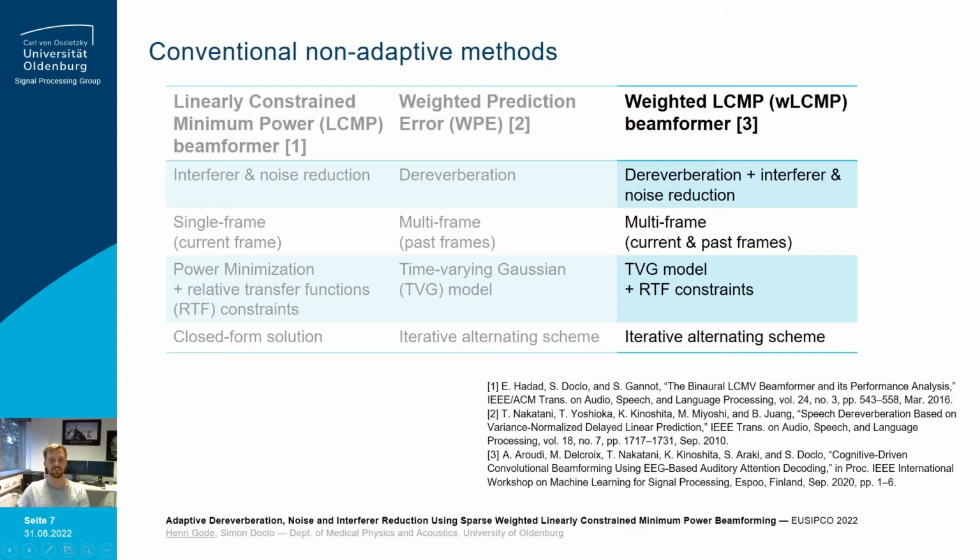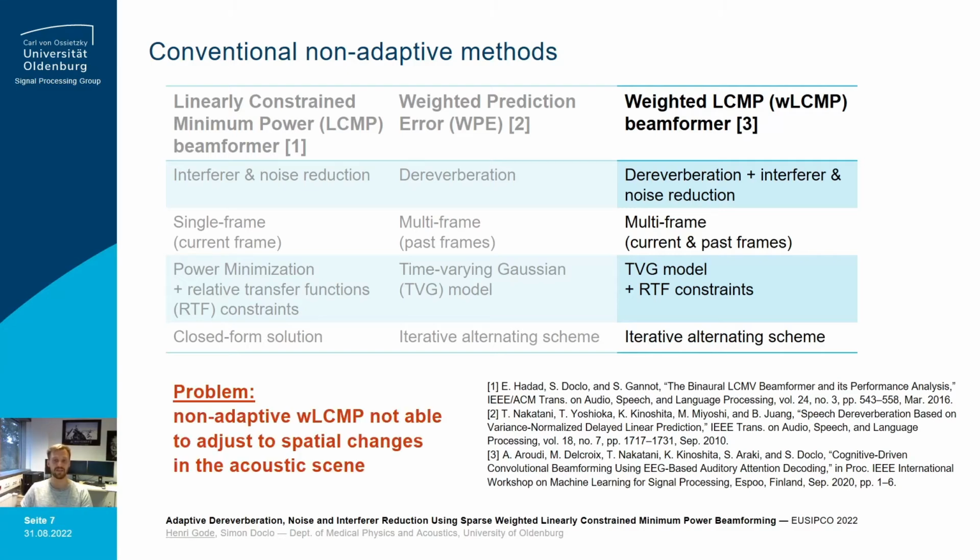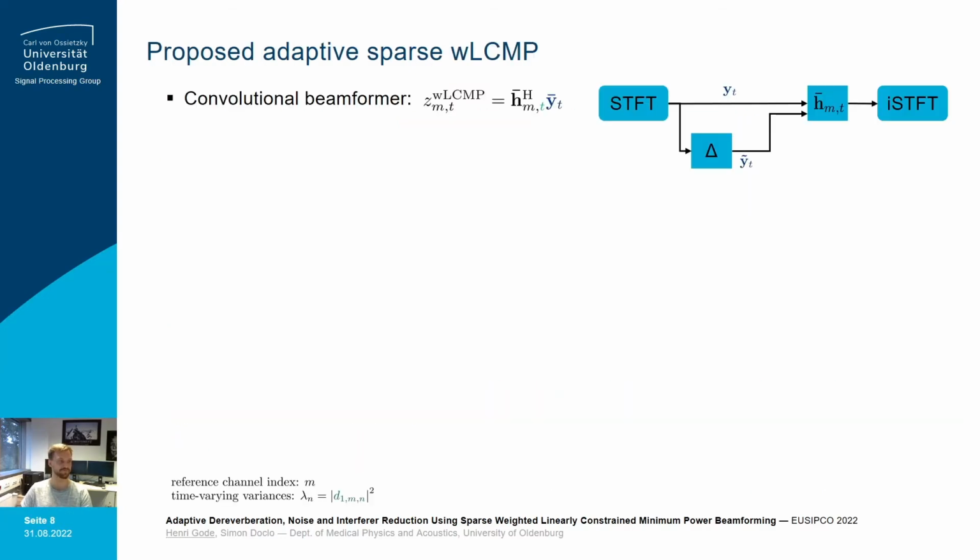So for now we have seen the non-adaptive wl.CMP beamformer, which is nice because it handles dereverberation, noise and interference reduction jointly, in contrast to the LCMP beamformer and WPE dereverberation. However, we want to be able to extract a moving target source from the noisy mixture, and the problem is that non-adaptive methods are not able to adjust to spatial changes in the acoustic scene. Therefore, we want to propose an adaptive version of the wl.CMP beamformer.